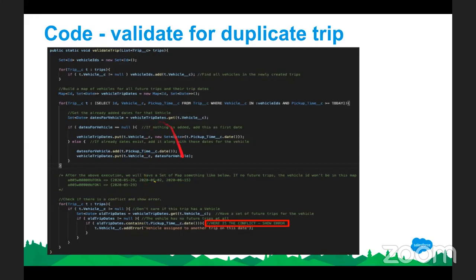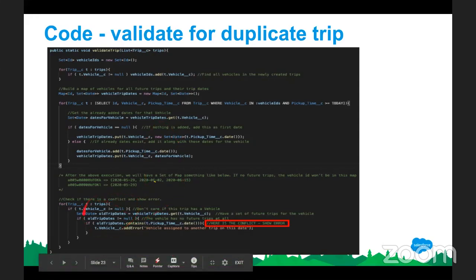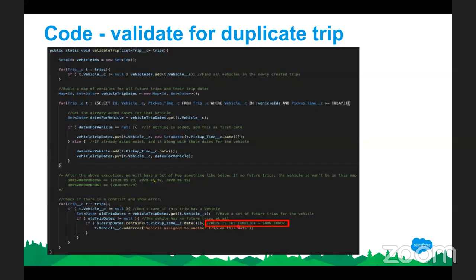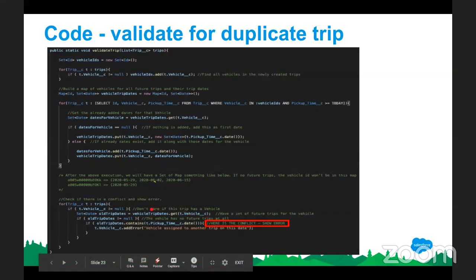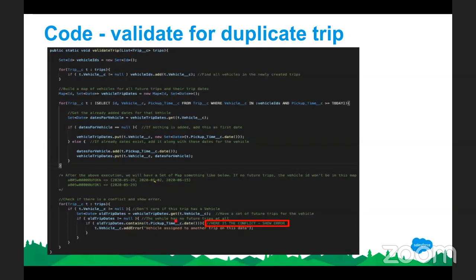Then again loop through that original list. Check if this date has a conflict, then show an error. Don't care if this trip doesn't have a vehicle. Find all the future dates for that vehicle. Is the trip's date found in that map? Show an error.